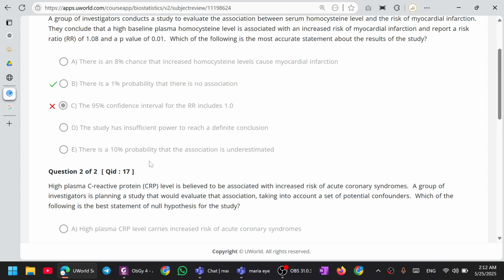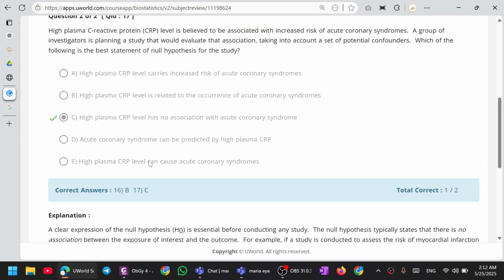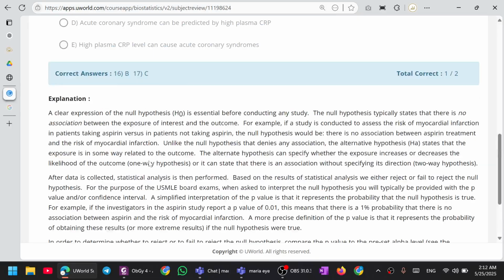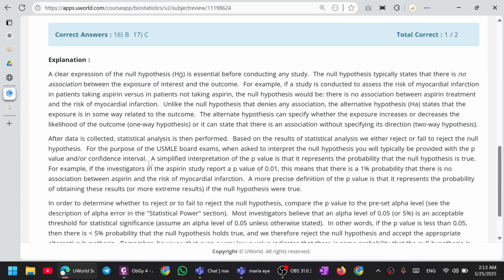So the first answer is B and the second answer is C. Wait, what is that? I'm reading the explanation. A clear explanation of the null hypothesis is essential before conducting any study.